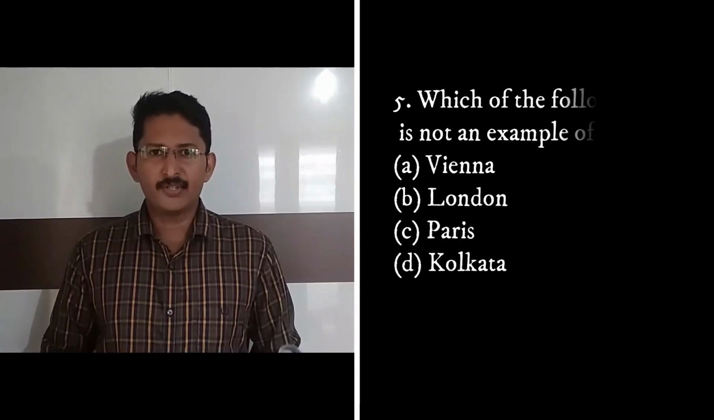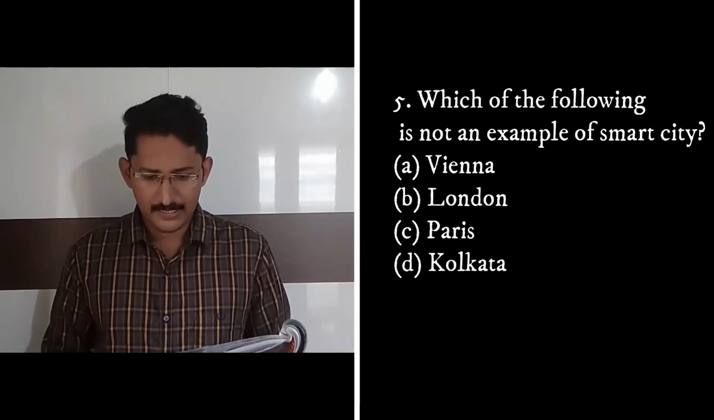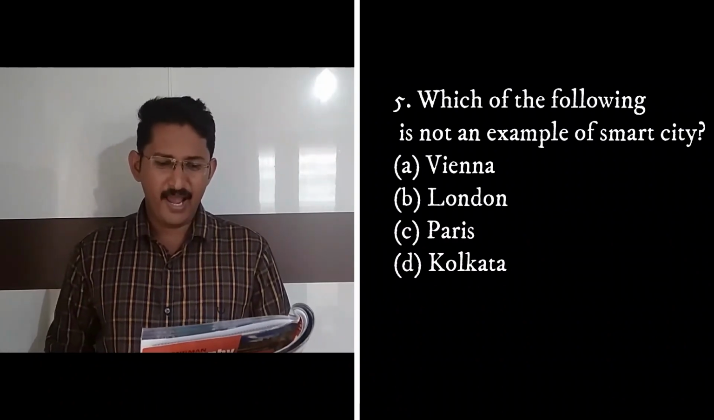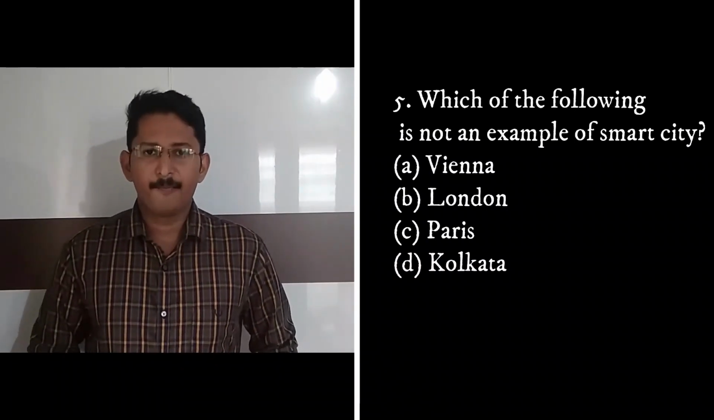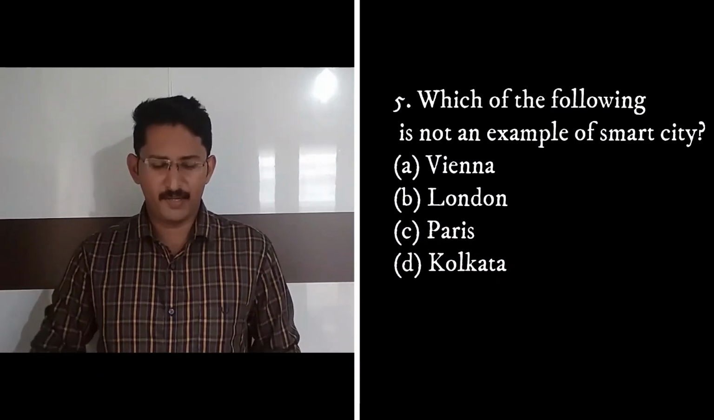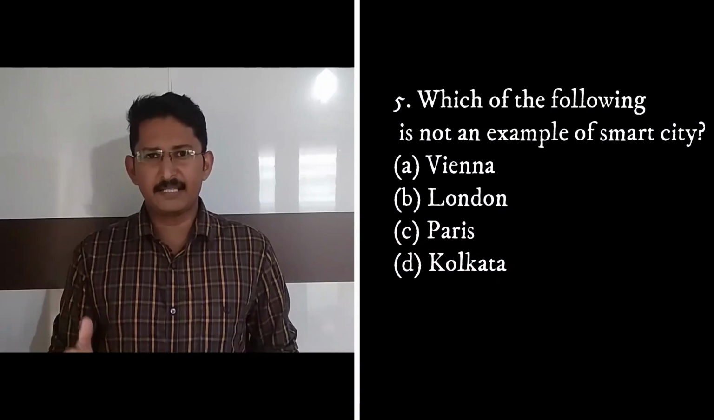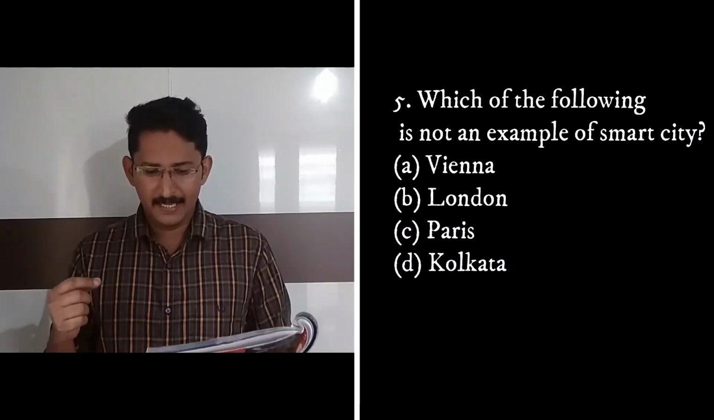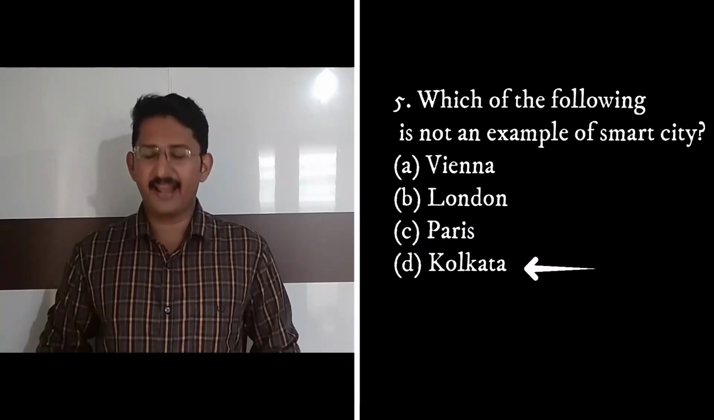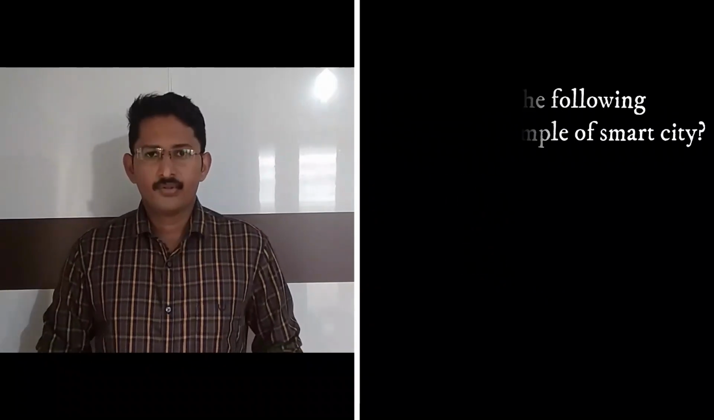Coming to the fifth question. Which of the following is not an example of a smart city? So we have four options as usual. Option A, Vienna, B, London, C, Paris, and finally D, Kolkata. We know that the first three cities are among the best smart cities. So which is the right answer here? Option D, Kolkata is not an example of a smart city. So hereby we conclude the first section, and coming to section B, fill in the blanks.